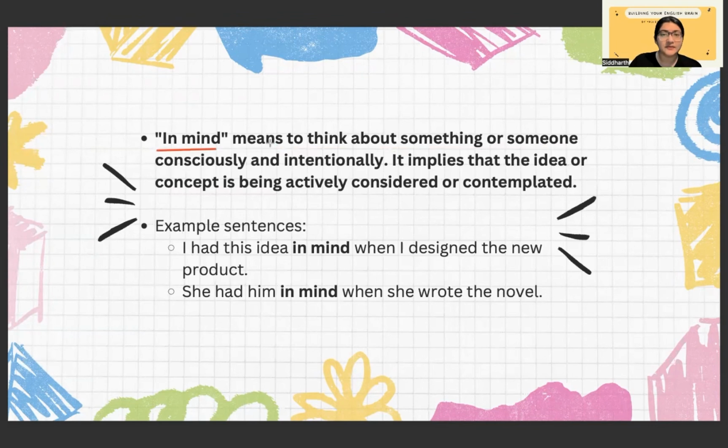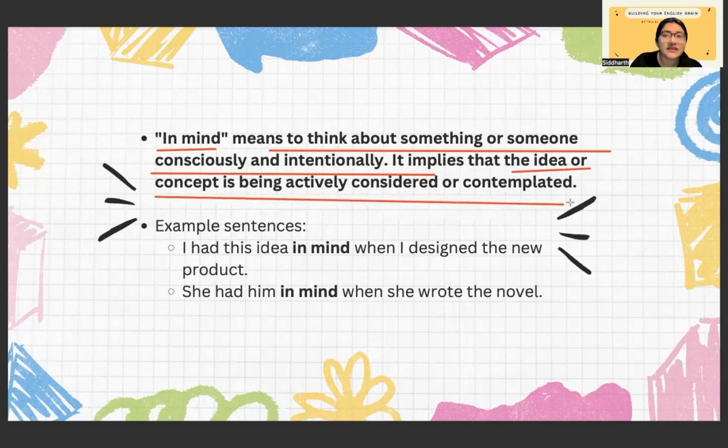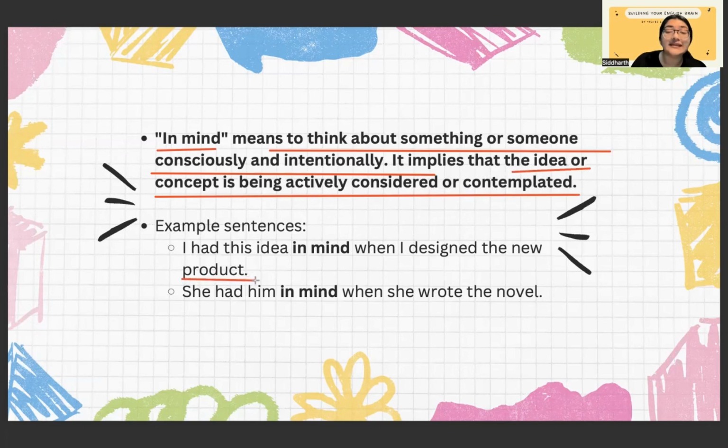So, "in mind" means to think about something or someone consciously and intentionally. It can be any idea or any concept which is being actively considered or contemplated. That means you're thinking about it. For example, "I had this in mind when I designed the new product." So you had it in your mind. That means you were thinking about it. It was a general thought. Similarly, "She had him in mind when she wrote a letter." Now she had him in her mind, right? The general thought or idea we have already talked about.